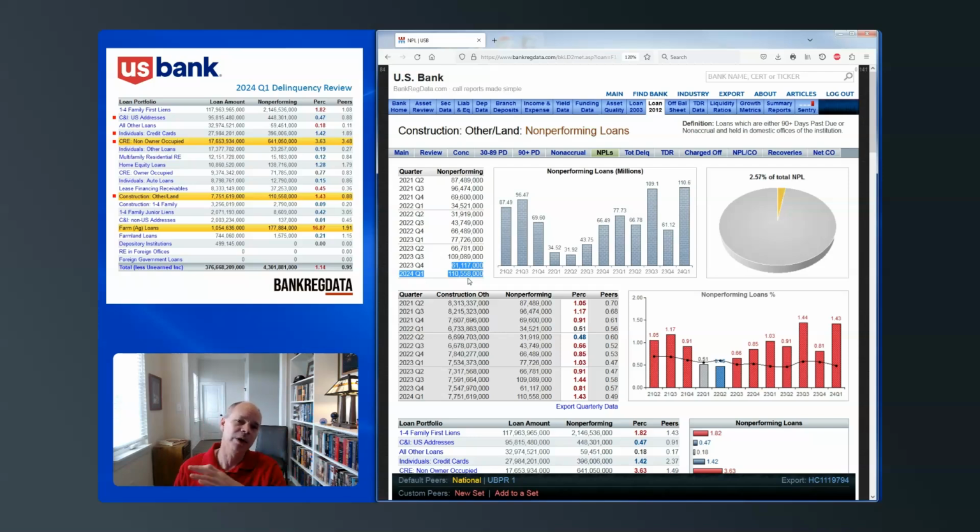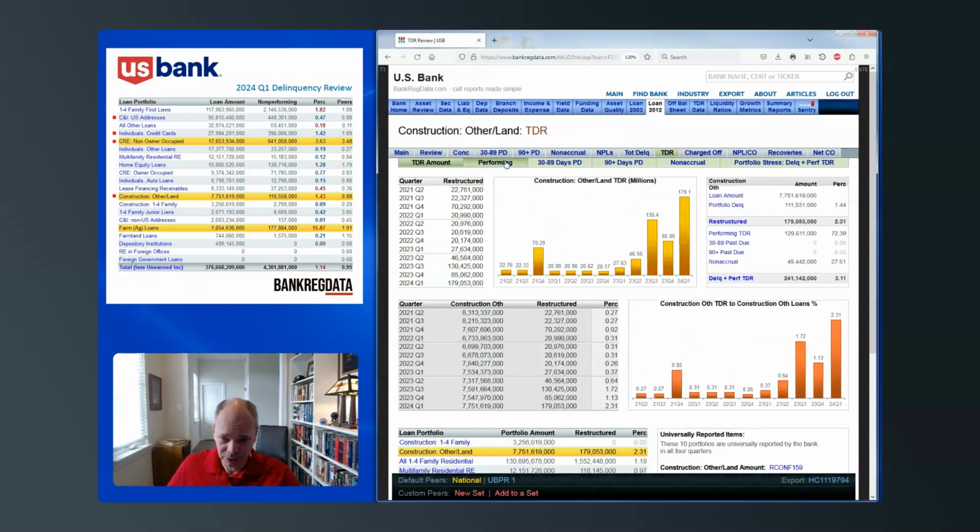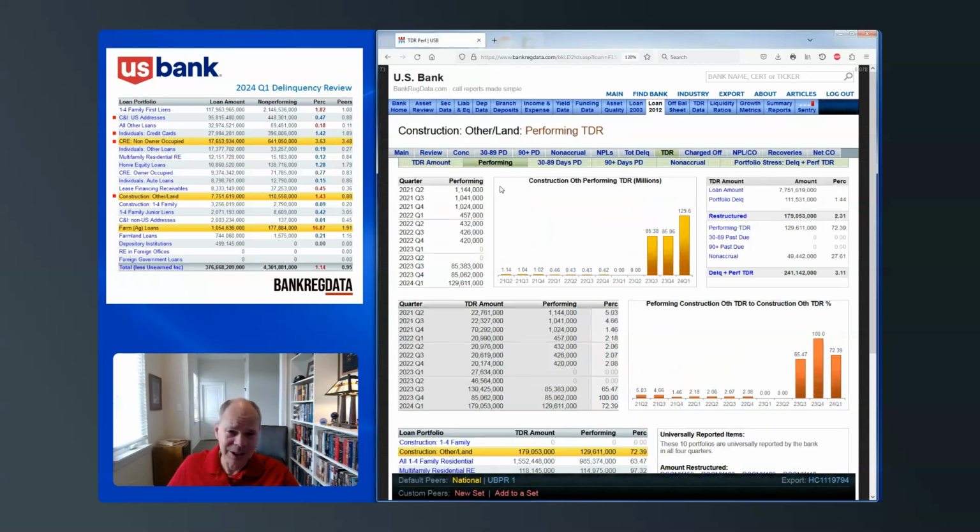Go to TDR, go to performing, and we see the same situation, right? There is an increase in the performing TDR. The modifications have taken place in that portfolio.